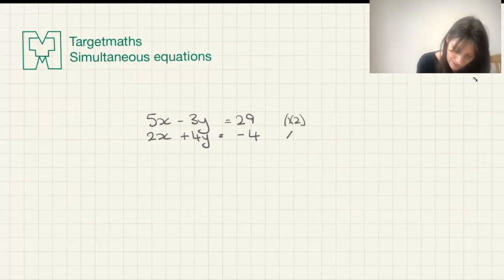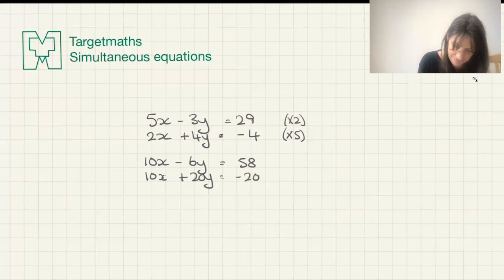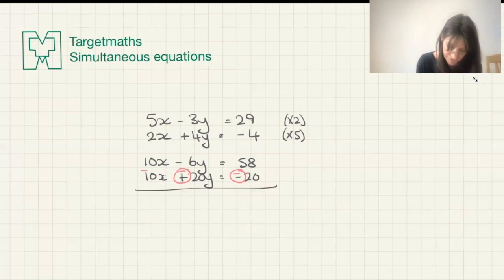Okay, so I've got to multiply both of these. So I've got 10x minus 6y equaling 58. And I've got 10x plus 20y equaling -20. Minus, minus, minus. Let's put a little circle around those. And let's get the right colour. There we go. The x's have gone.